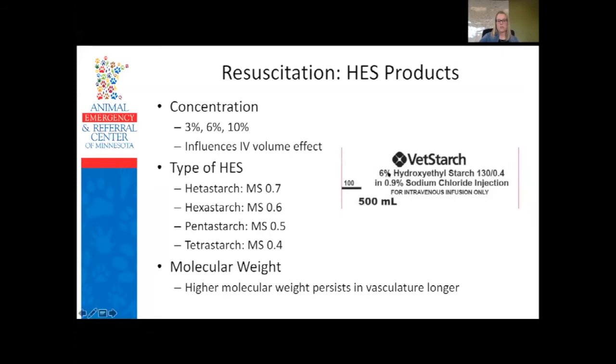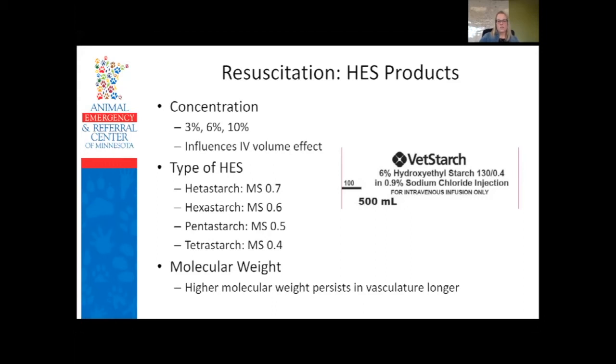So you're going to have this 6% here, and concentrations range from 3% to 10%. The big takeaway from that is the higher the concentration, the higher the impact on the intravascular volume effect this product will have. The commercially available products, I think, are pretty typically 6%. 10% solutions in the literature have been associated with more adverse outcomes. So I've not used a 10% solution personally.